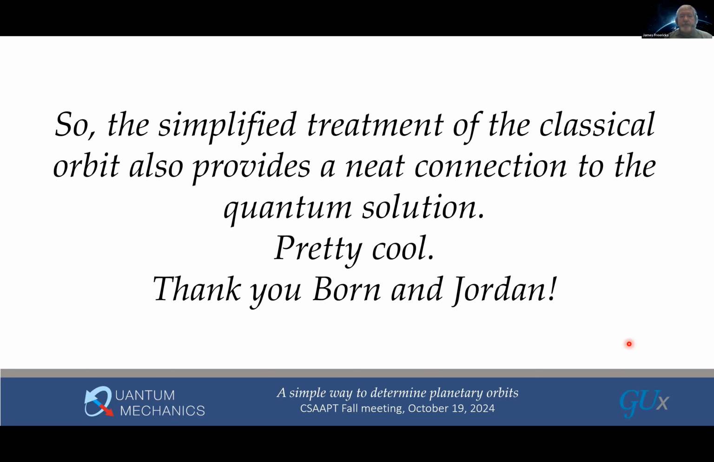So the simplified treatment of the classical orbit also provides a very neat connection to the quantum mechanical solution. So I think this is really cool. Even though Born and Jordan didn't actually figure this part out, it is inspired by the work that they did.